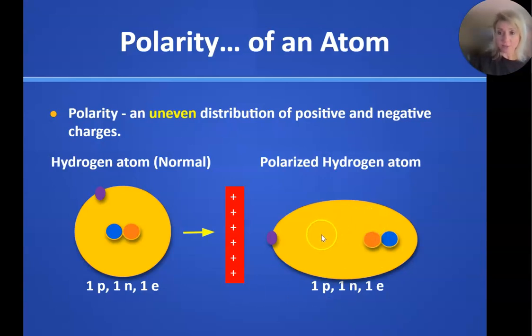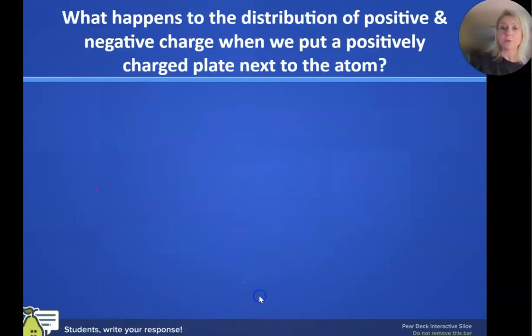And so it's going to affect not only the separation of charges, but it's also going to affect the shape. So now we don't have that nice round even shape. We've got more of an egg shape here. All right, so what happens to the distribution of positive and negative charge when we put a positively charged plate next to the atom? Go ahead and pause this, write the answer on your whiteboard.